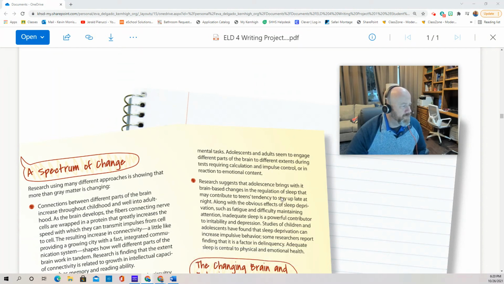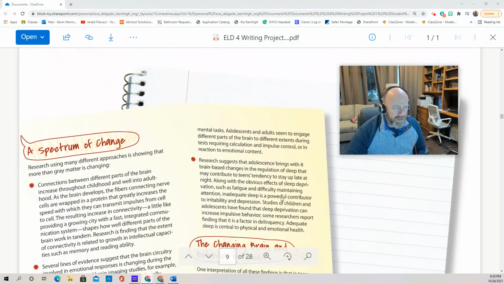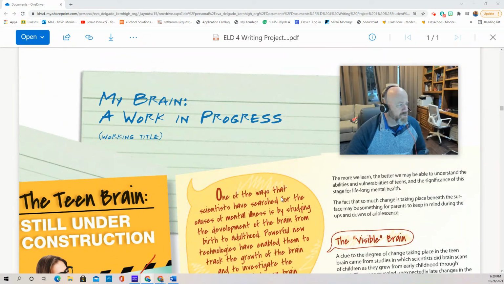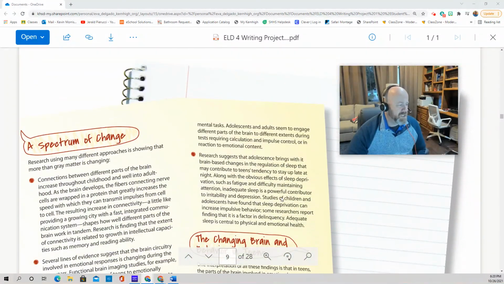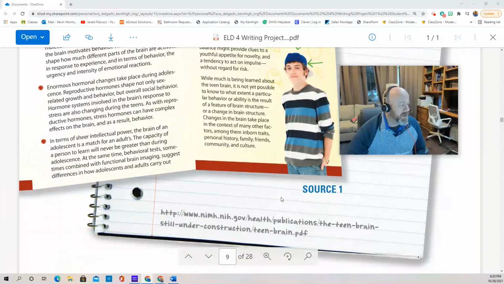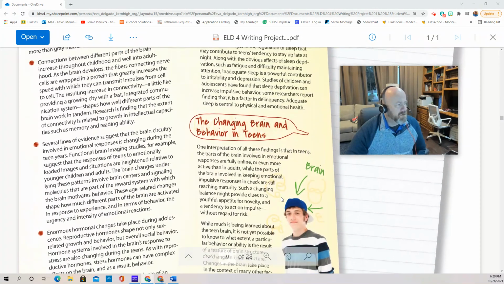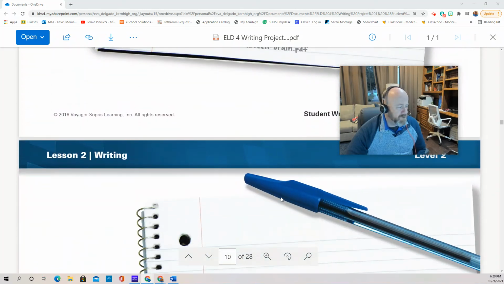But I want you to get through reading these different sources, keeping in mind that central idea that we're looking at, which is my brain is a work in progress. Your brain is constantly changing, especially at your age. So you're going to start reading on page 7. There it is. Read to each other, encourage each other, help each other when you get stuck on something. See how many of these sources you can get through today.